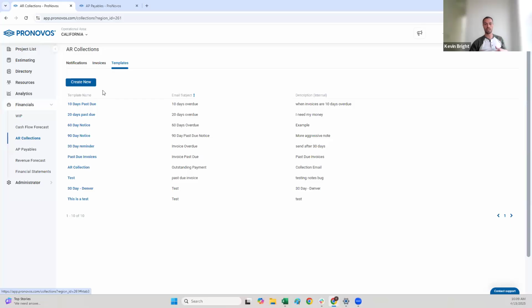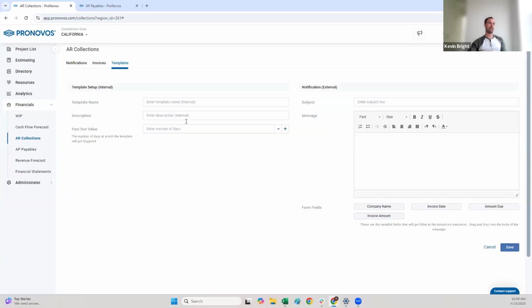So what we do is we create this where you can basically create template emails that will automatically trigger to be sent to the client. So if you go in here and you create a new template, you can give it a name, a description, and then you can set the number of days that template's going to automatically be triggered. So if I set it for 20, let's actually do 45 days. That means when it's 45 days past due, that template is automatically going to be triggered.